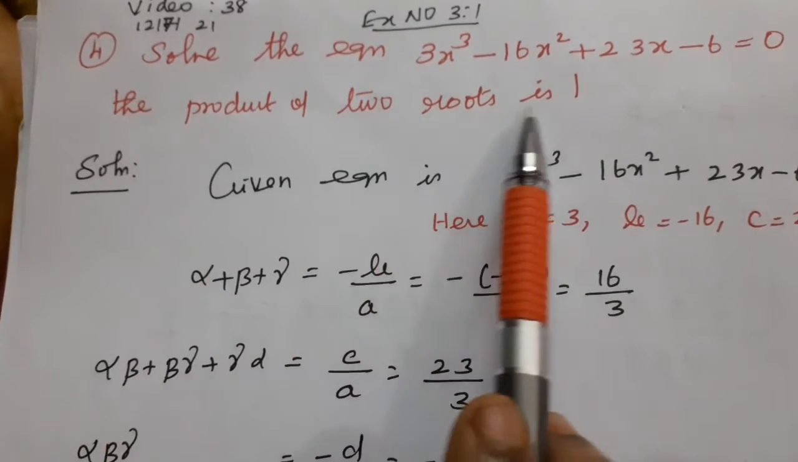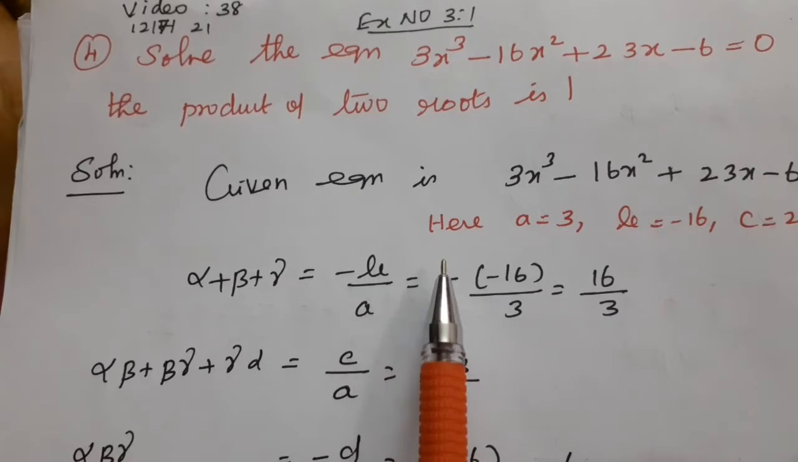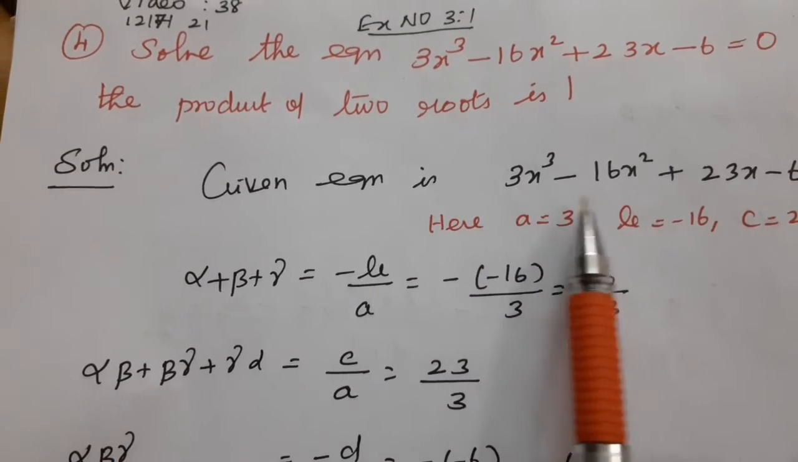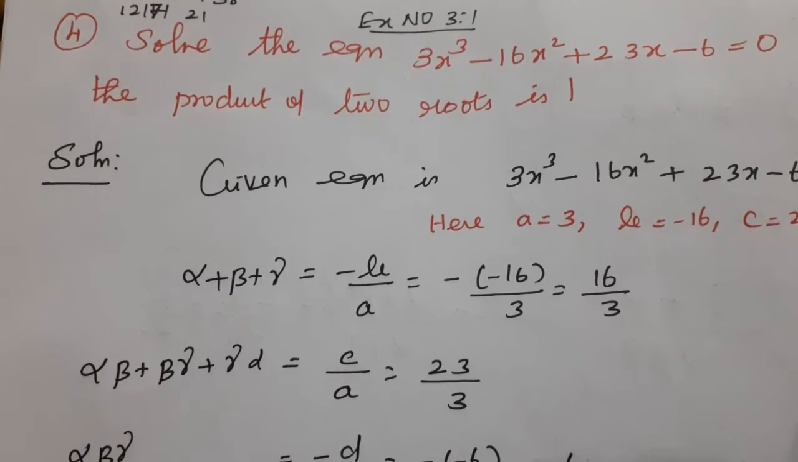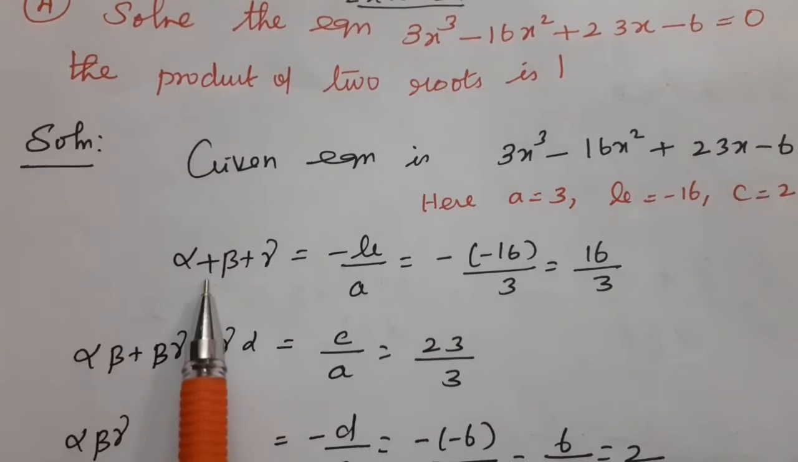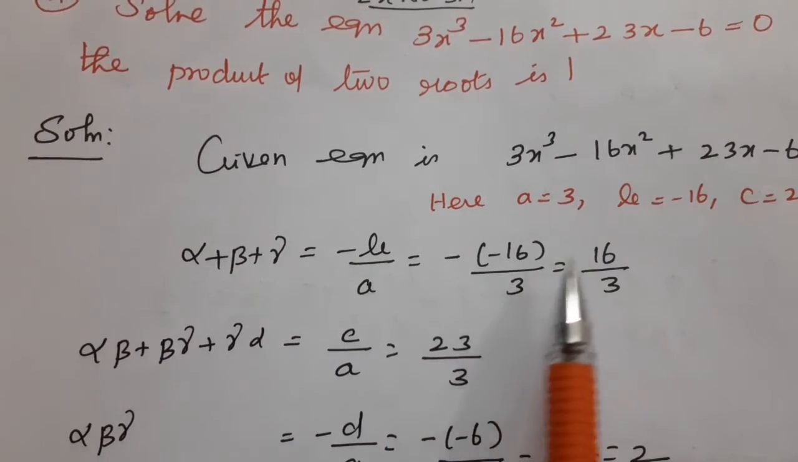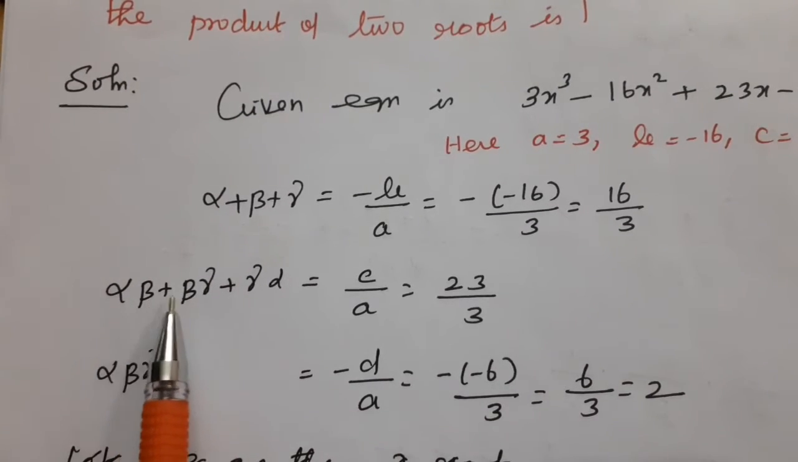If the product of two roots is 1, the question itself gives that. So this is a cubic equation. What are our coefficients? From the given equation, a equal to 3, b equal to minus 16, c equal to 23, d equal to minus 6. What is the sum of the roots? Alpha plus beta plus gamma equal to minus b by a. Substituting the values, minus of minus 16 by 3, that is 16 by 3.